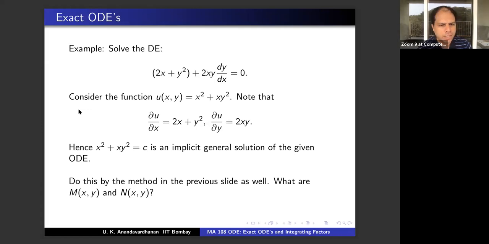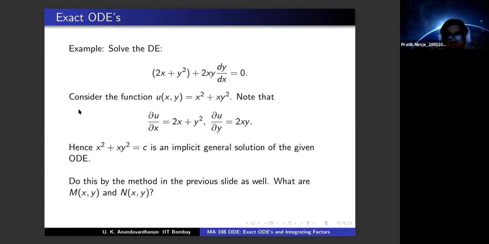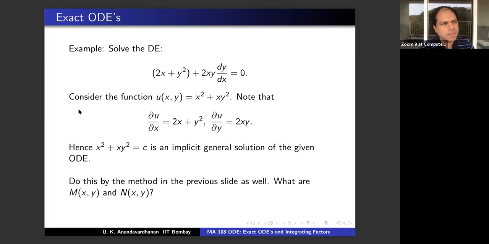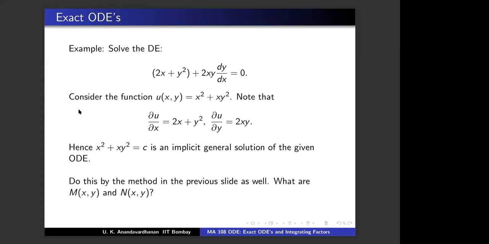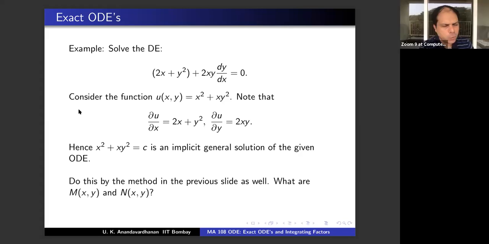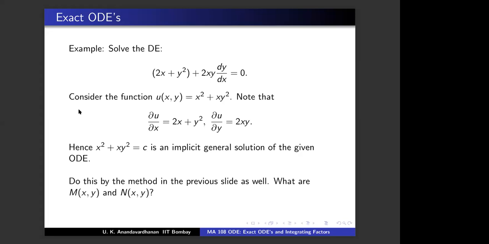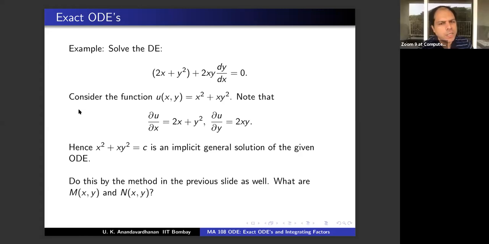Integrate m with respect to x. You could have started with n also, but we are doing it with m. So integrate m with respect to x. The integral of 2x plus y square with respect to x: the integral of 2x dx is x square, and the integral of y square dx is xy square. So x square plus xy square plus a function of y, what we call k(y). So you got x square plus xy square plus k(y). That's what you got in the first step.